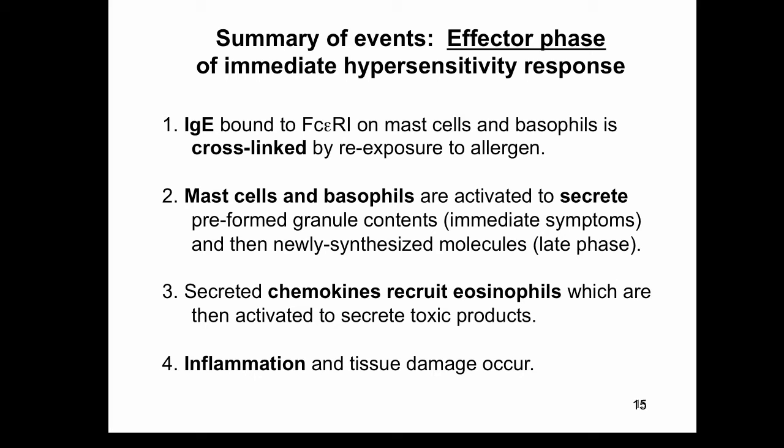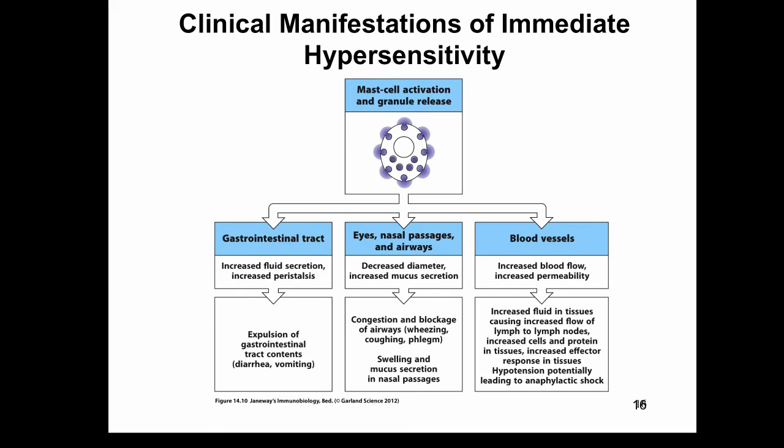Some of these secreted molecules, for example some of the chemokines, may facilitate recruitment of additional inflammatory cells like eosinophils, which are then activated also at that site to secrete enzymes and other bioactive mediators to amplify the inflammation. And finally, you have this cascade of inflammatory events that result in inflammation and tissue damage. And these are the clinical manifestations of this immediate hypersensitivity reaction, or type 1 hypersensitivity reaction.